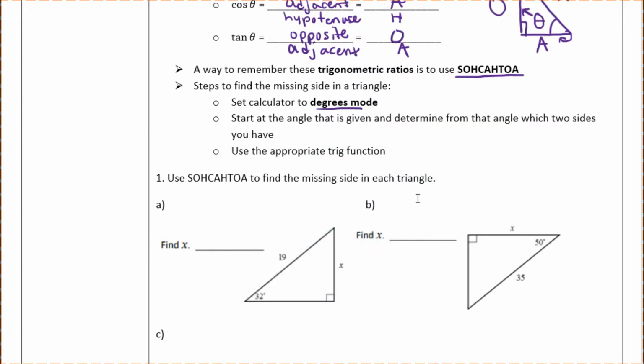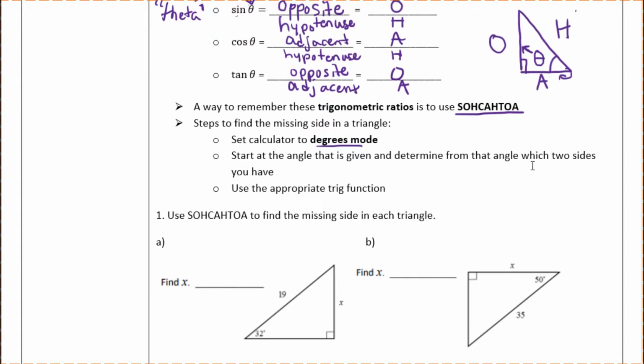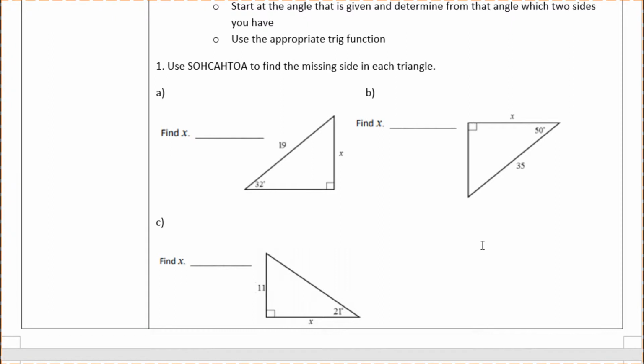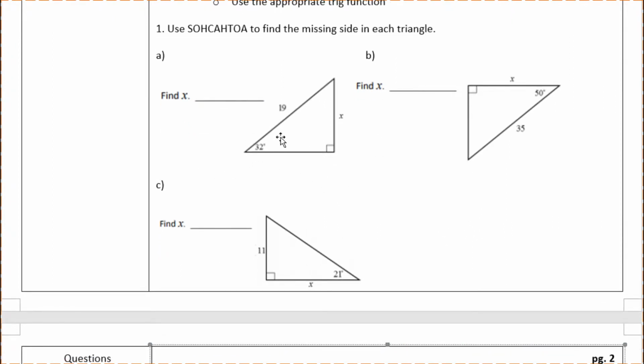Start at the angle that is given, and determine from that angle which two sides you have. Then figure out whether to use sine, cosine, or tangent, depending on which sides you have. Let's look at it. Here we have a right triangle. Remember, sine, cosine, and tangent are only for right triangles because they involve the hypotenuse. And remember the hypotenuse is the longest side on a right triangle.